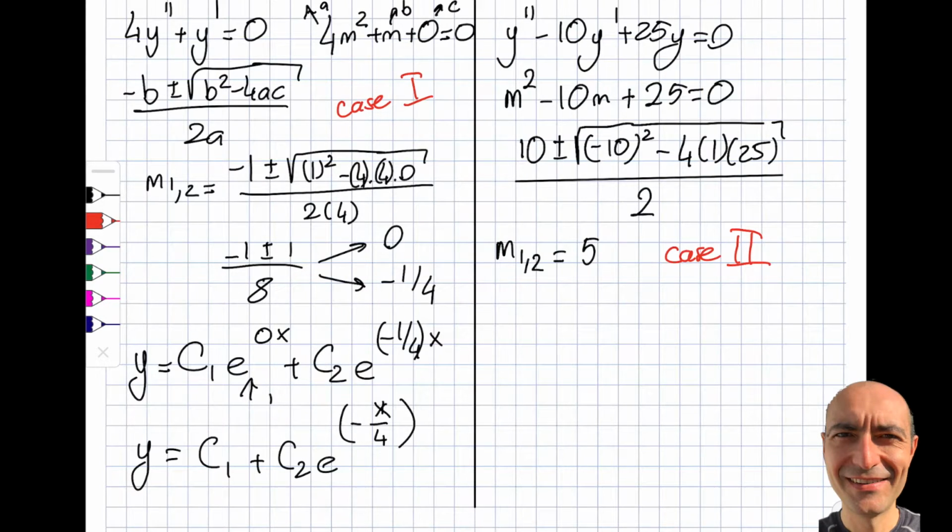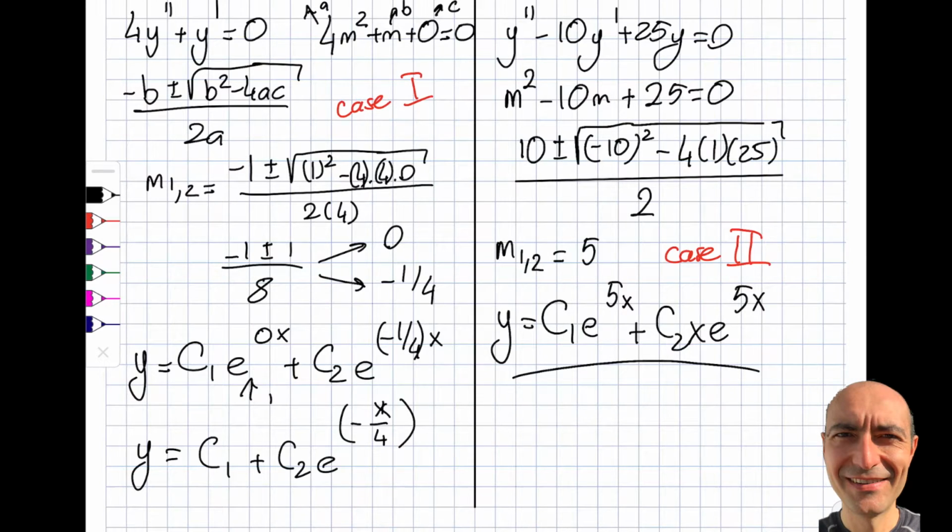Then, if we follow the rules that we established for case number 2, you will write it this way. y will be equal to c1 e to the 5x plus c2 x e to the 5x. Let's also underline this, that will be the solution for this particular case.